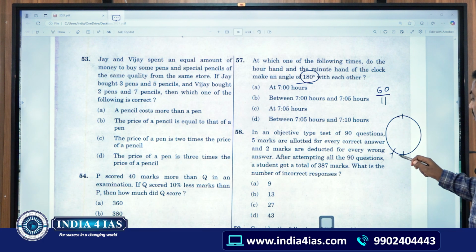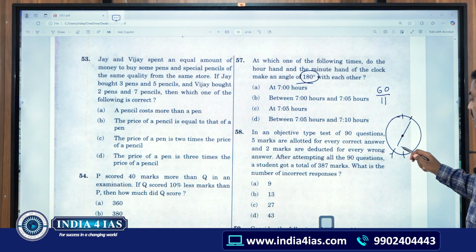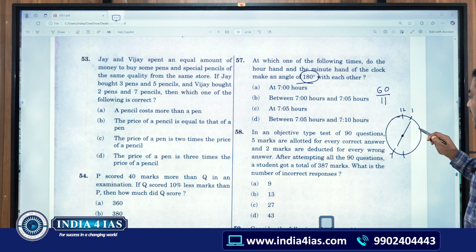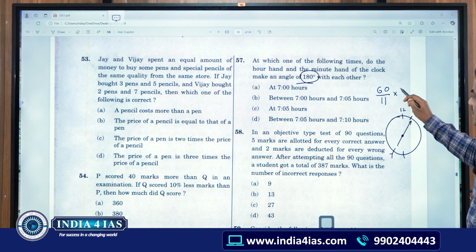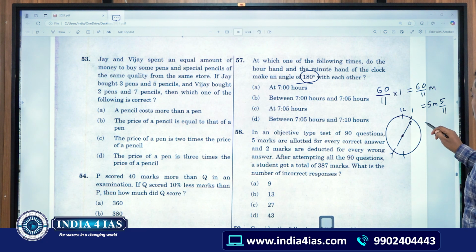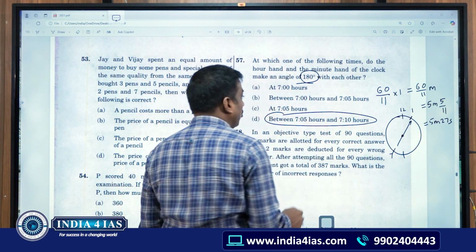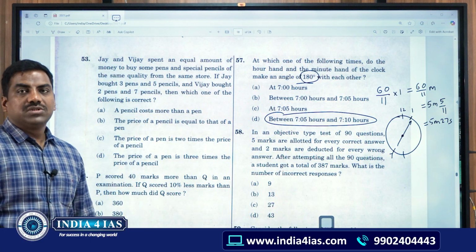if you want this clock to show something, definitely it would have crossed 7:05 for sure. So after 7, see, if this is 12, this is 1, then where is our minute hand? So minute hand has just crossed 1. In that case, just multiply by 1. So this is 60 by 11 minutes. 60 by 11 minutes means 5 minutes and few seconds. So 5 integer, 5 by 11. So that is nothing but 5 minutes and around 27 seconds. So they will have 180 degree, like between 7:05 to 7:10. So this is the clue.